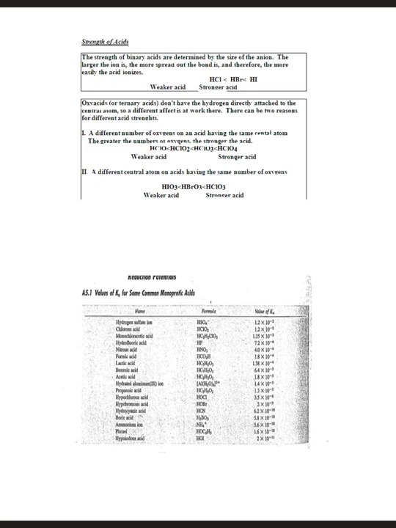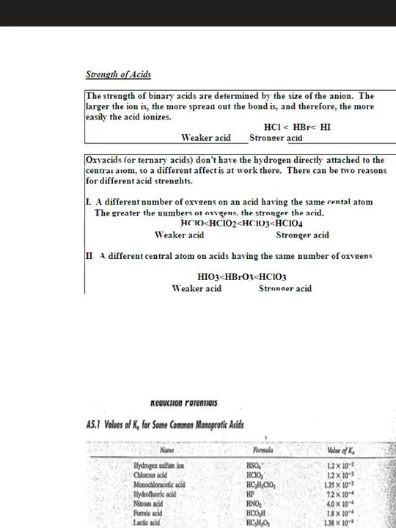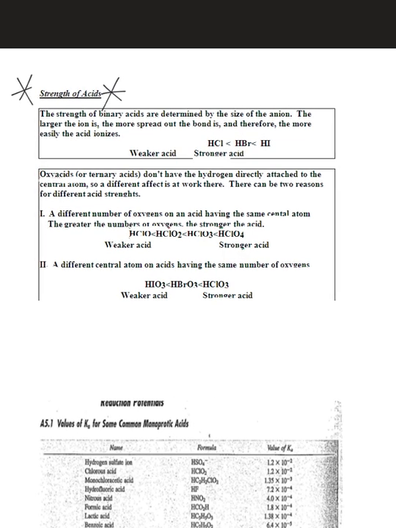Alright, this is the last little bit. This is super important. This is definitely on some quiz or test or both. So this is talking about strength of acids. This top one is talking about binary acids. Remember those are ones that have two elements. So it says the strength of binary acids is determined by the size of the anion.